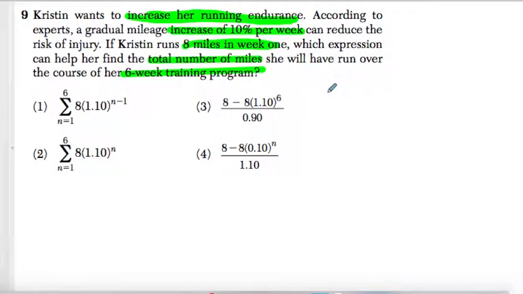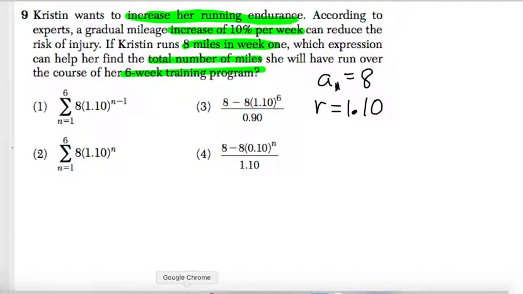Okay, so here's what we want to look at, guys. You know that it's going to be a geometric sequence because of the 10% increase per week. So that's a common ratio of 1.10. So the first term is the number of miles she runs in week 1. The second term will be the number of miles she runs in week 2. So A1 will be 8. That's the number of miles in week 1. And then if we want A2 or A3, we keep multiplying by 1.10. So our common ratio is 1.10. That's what we multiply by to increase by 10%, right?